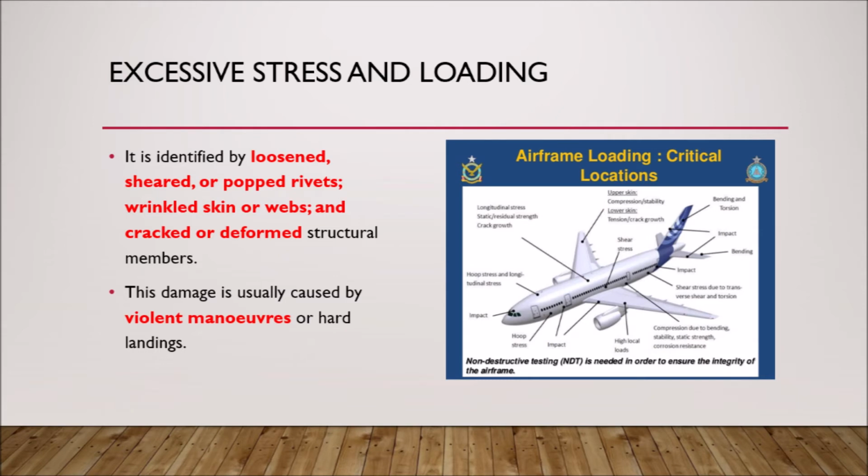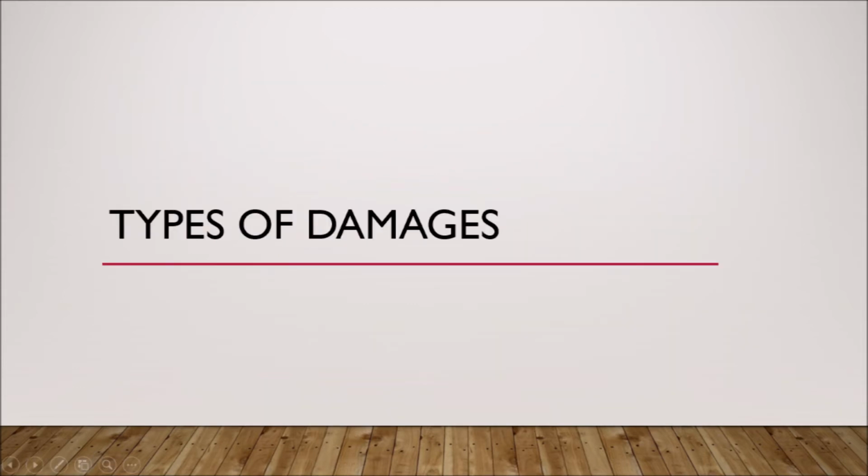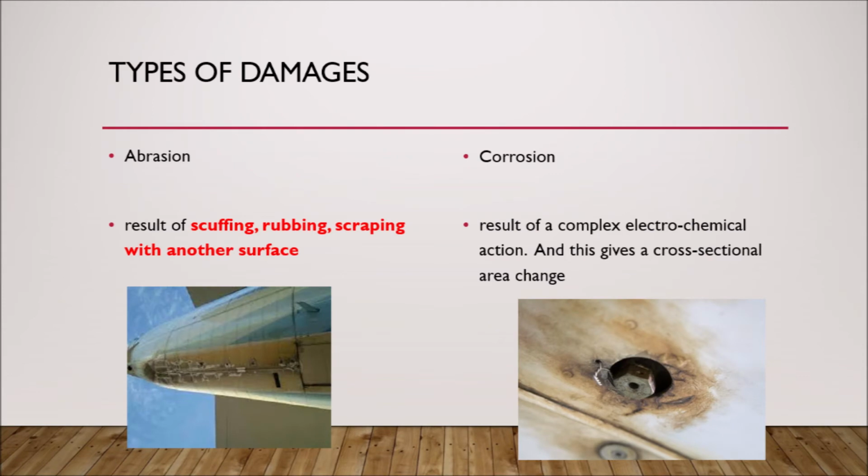Excessive stress and loading. Excessive stress and loading damage is usually identified by loosened, sheared, or popped rivets, wrinkled skins or webs, and cracked or deformed structural members. Abrasion is the result of scuffing, rubbing, or scraping with another surface. This type of damage is usually rough and has an irregular shape.